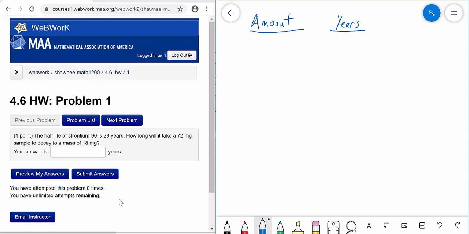So if we start with 72 milligrams of strontium-90, that would be after 0 years. Then in 28 years, we would have exactly half. So half of 72 milligrams would be 36 milligrams. And then in another half-life, another 28 years, a total of 56 years, the amount of strontium would be cut in half again. So we go from 36 milligrams down to 18 milligrams.